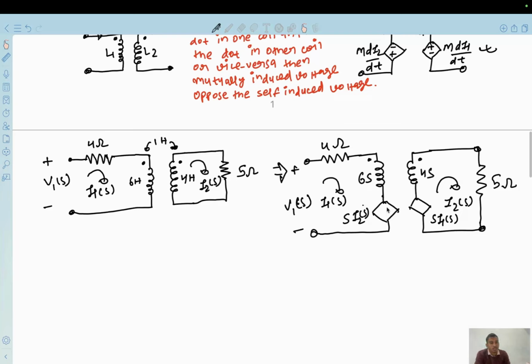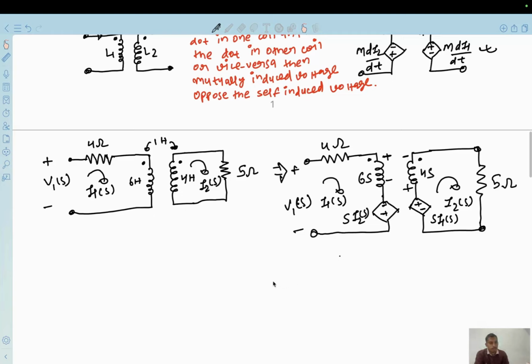Now the thing is, we need to give the polarity. How will we give the polarity? Current is flowing in this way, so this will be the polarity of self-induced voltage. Here this is plus, this will be the minus. This is the polarity of self-induced voltage. Now the mutually induced voltage is opposing the self-induced voltage, so here the polarity will be like this. Here also it will oppose, so the polarity will be like this.